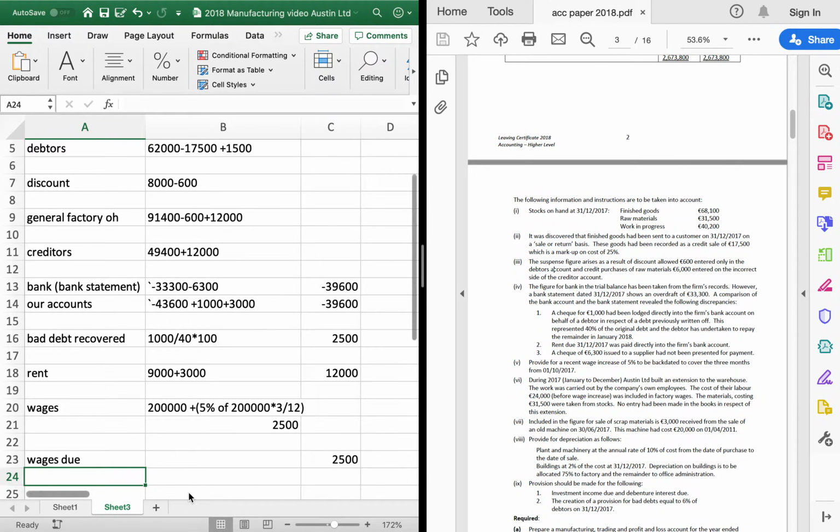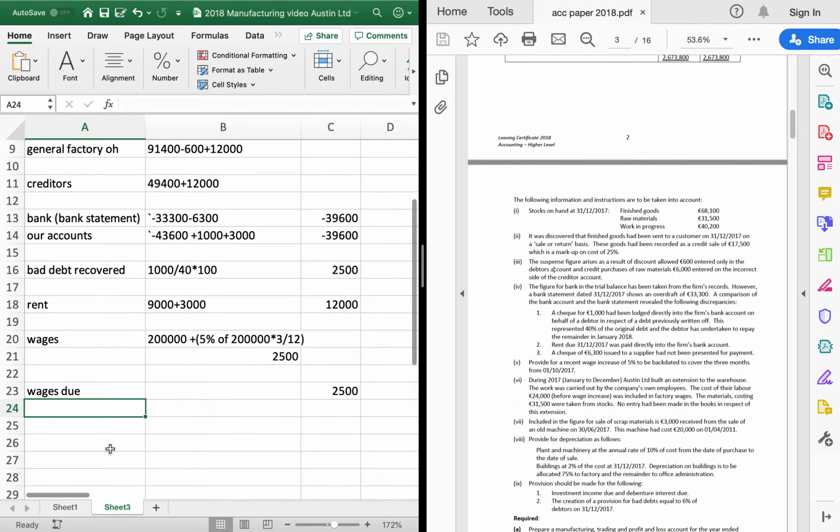So, what's happened? Whereas 24,000 before the wage increase was included in factory wages, it's not allowed to be included in factory wages, so we have to take it out of factory wages.